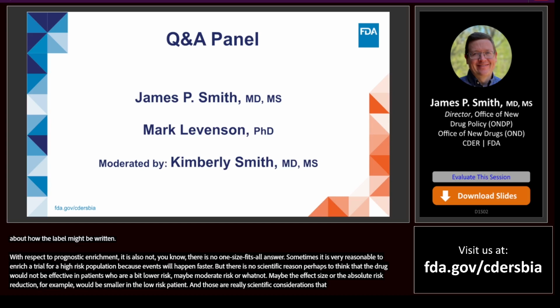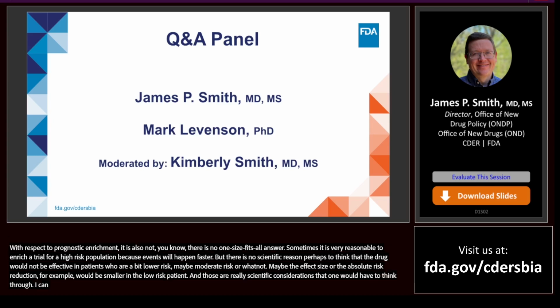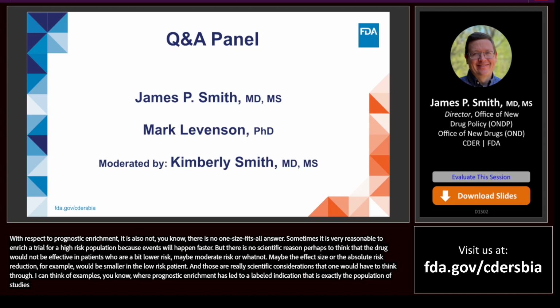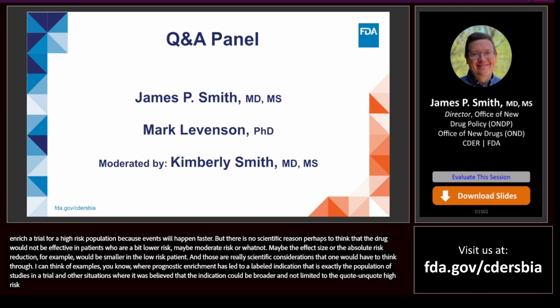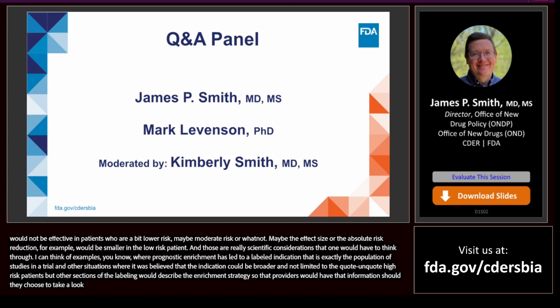I can think of examples where prognostic enrichment has led to a labeled indication that is exactly the population that was studied in a trial, and other situations where it was believed that the indication could be broader and not limited to the quote unquote high risk patients, but other sections of the labeling would describe the enrichment strategy, so that providers would have that information should they choose to take a look at it. So hopefully that helps, and thanks again.